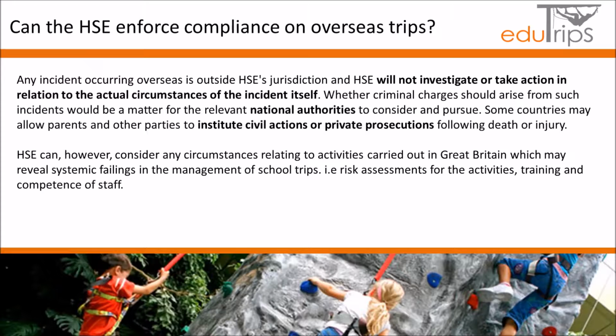But the HSE can consider any circumstances relating to activities carried out in this country which may reveal systematic failings in the management of school trips. So this could be where the management are particularly weak in relation to risk management and not ensuring that risk assessments are completed properly or not completed at all. Or it may be that there's a lack of competence and training for staff in relation to health and safety when travelling on school trips.